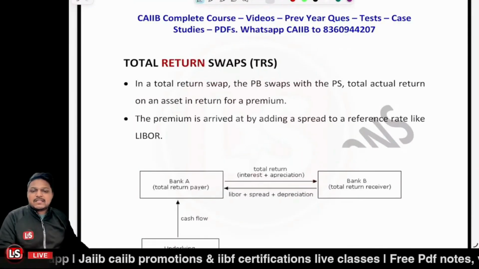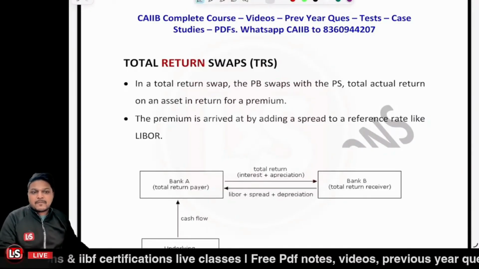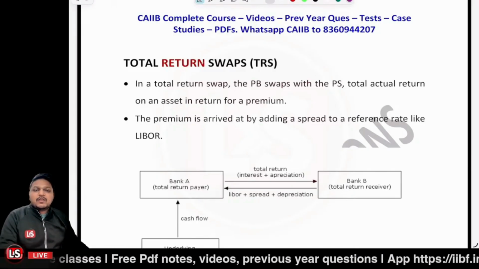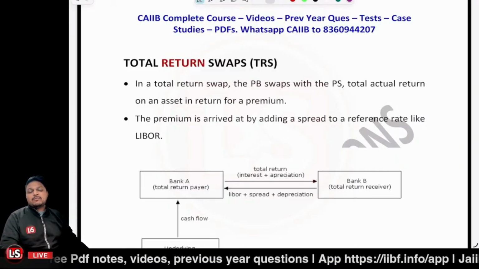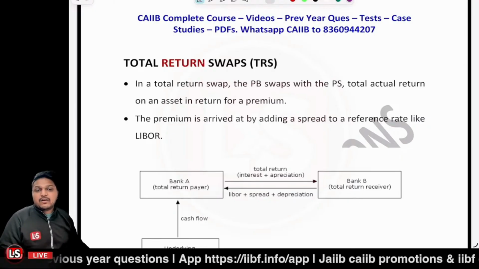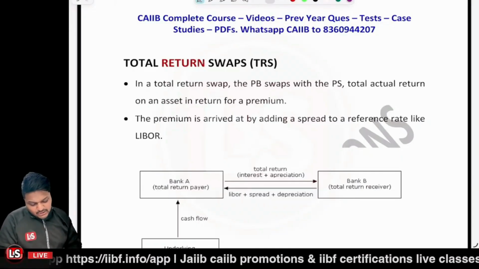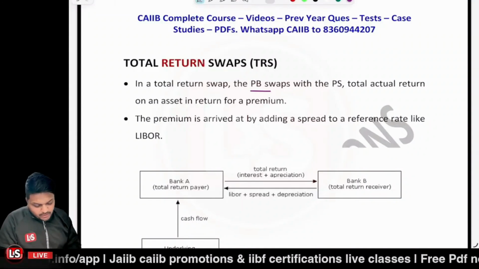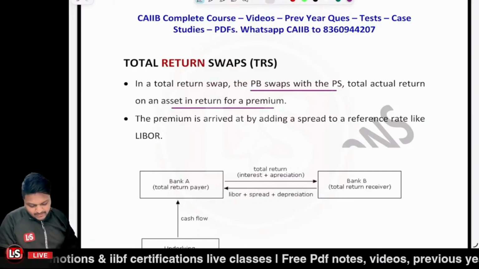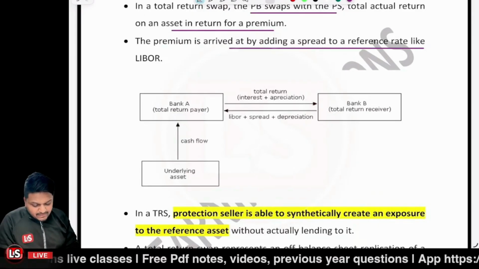And now TRS is what? TRS is a total return swap. Now in case of the TRS, the protection buyer swaps with the protection seller the total return on the asset in return of the premium. The total return is actually swapped. The premium is arrived by adding a spread to the reference rate like LIBOR.